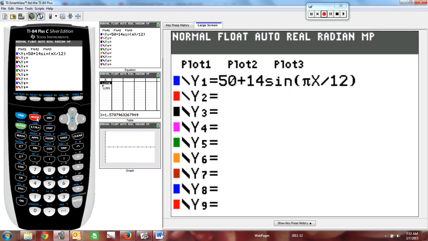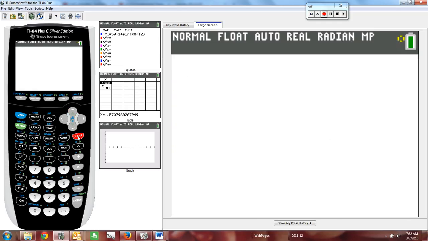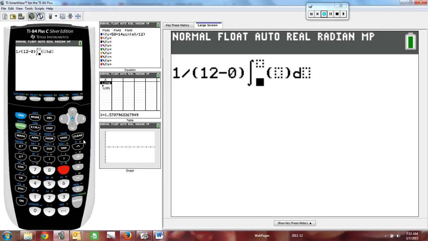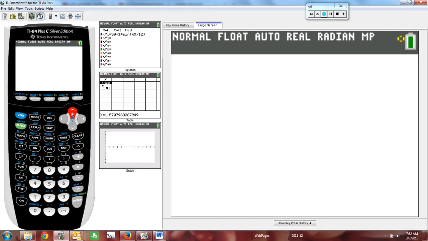So I'm going to go to my home screen and then calculate the average value. So I'm going to do 1 divided by my 12 minus 0, 1 over b minus a. Yes, I could have done 1/12, but I'm kind of stressing something here. Then I'm going to go get my definite integral, so math 9. And we do from 0 to 12.